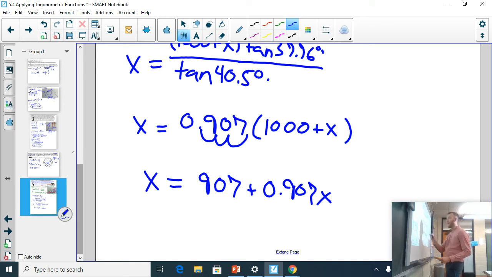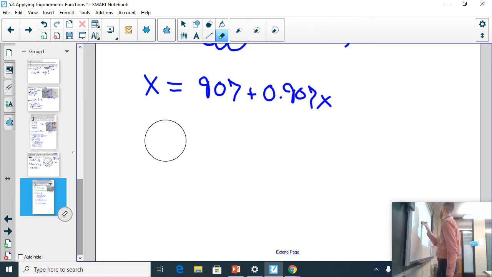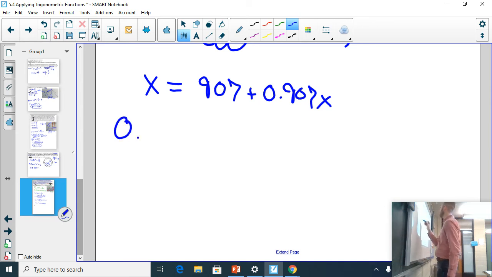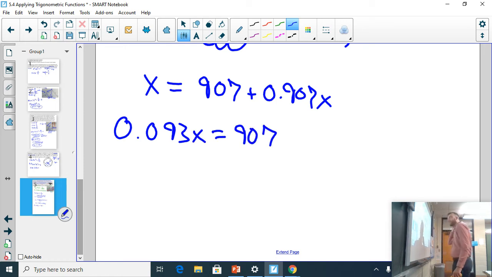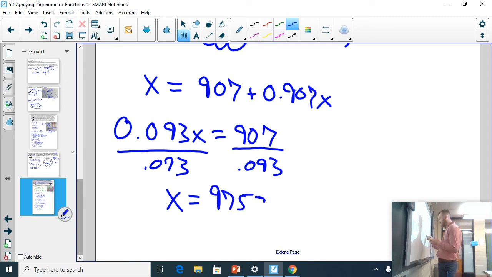Subtract the 0.907x over, and we're going to get 0.093x equals 907, and then divide by 0.093, and then we're going to get x is 9,752.688, is where I'll round it.